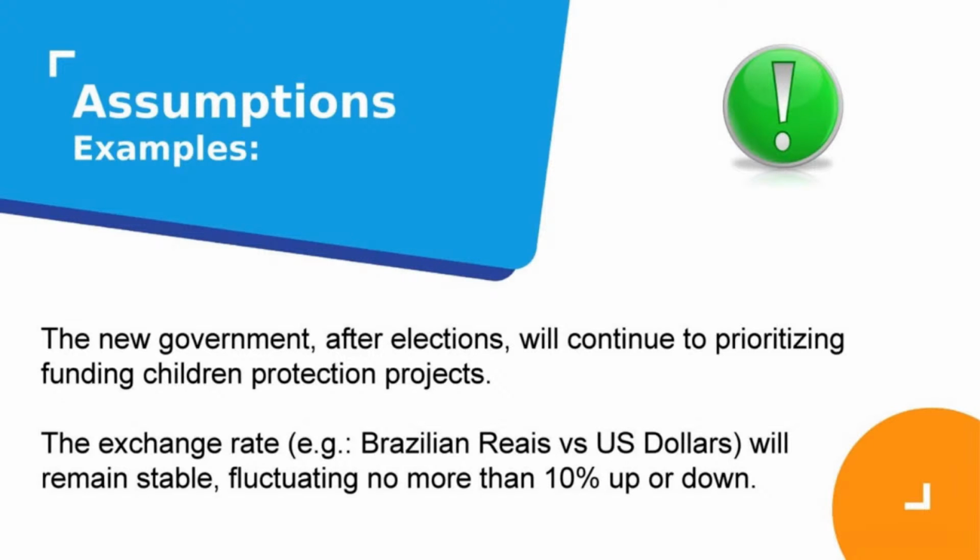Another example, the exchange rate. Let's take the example of Brazilian reais versus US dollars. The exchange rate will remain stable, fluctuating no more than 10% up or down. So if there is a fluctuation in the exchange rate and you're receiving the funding for your project from overseas, maybe the funding you receive will not be enough to cover the budget because it is going to be less than you expected in your local currency.